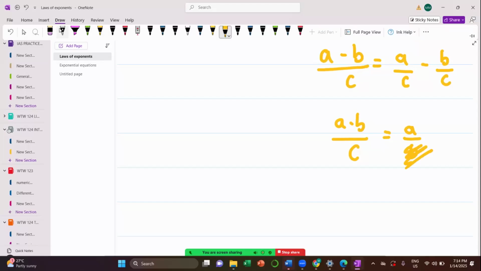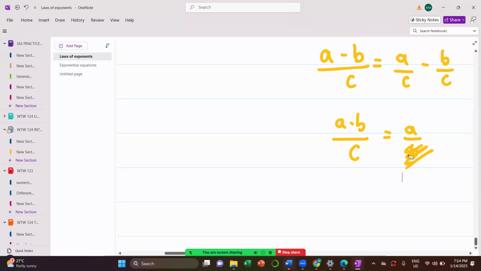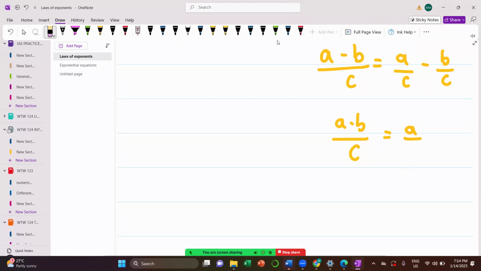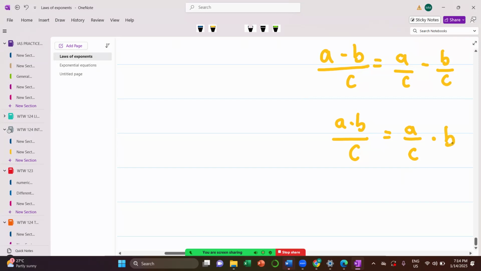Let me erase. So I can break it down as being A over C times B. Or I can express it as being equal to A multiplied by B over C. So whenever I have multiplication, I can just choose which number I want to divide the denominator by. So here, I can choose to divide A by C and then multiply it by B, because I have multiplication in between.